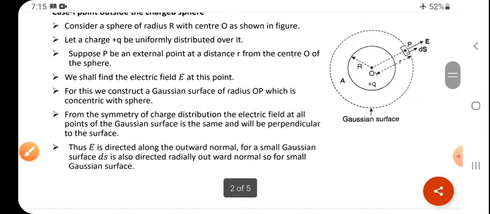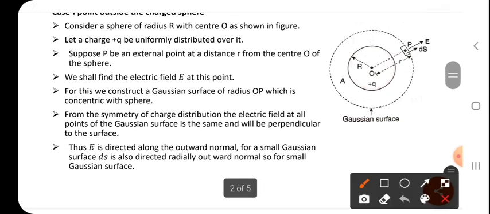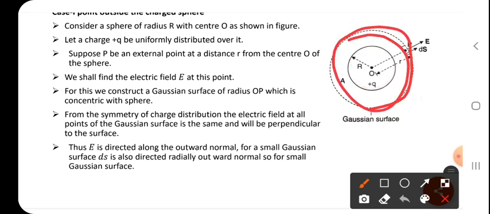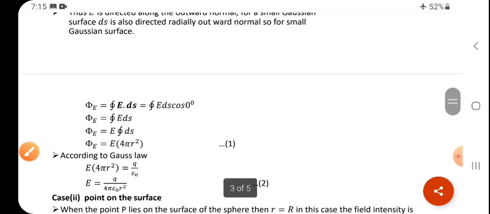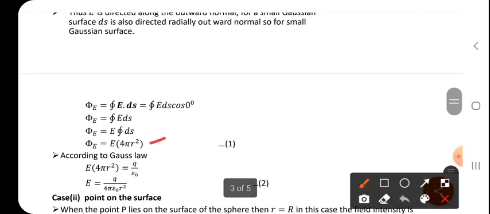Because we are calculating area of a Gaussian surface, that is why it is 4 pi r square. See, 4 pi r square. Let it be equation 1.